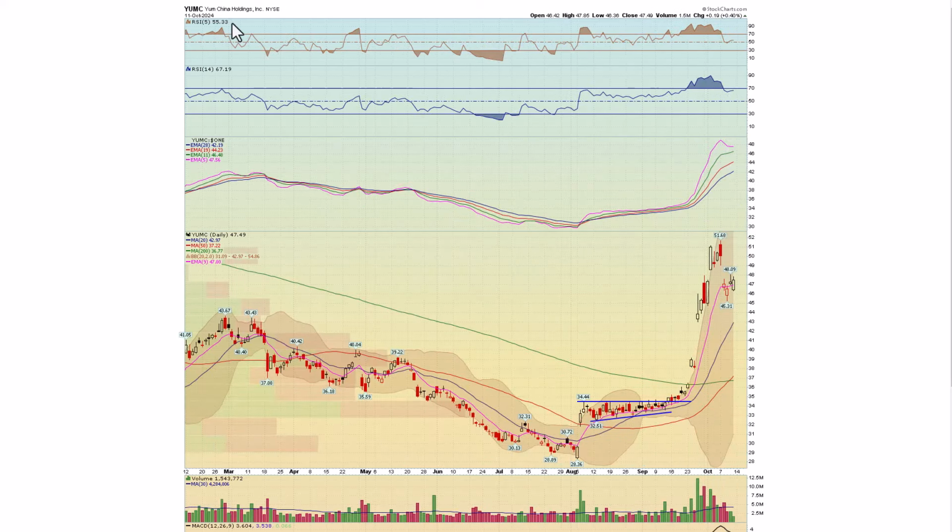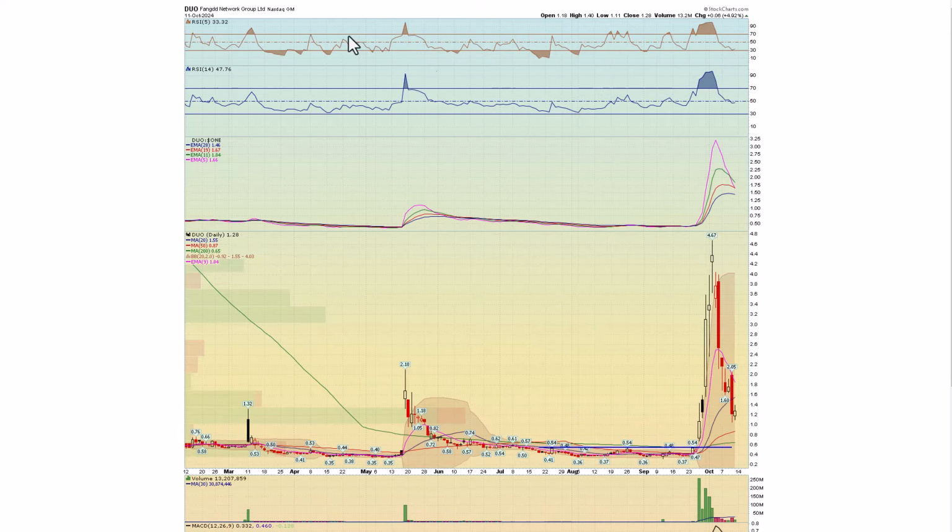Next, Chart 90, YUMC. That's that Chinese play I had back in September that played out awesome, with that market. Great trade. Chart 91, DUO. Here's another one, a little low price. I think it was a Chinese stock that I had at 55 cents. It ran up to 4.67, guys. So it went up ninefold. Crazy now. And it's coming back to earth, but another idea.